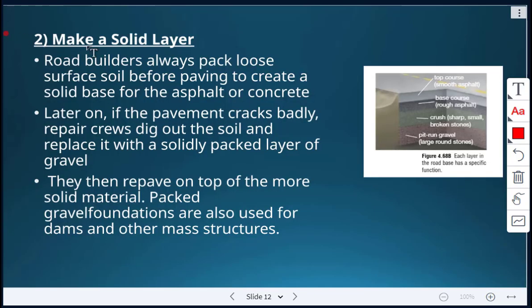Another method is to make a solid layer. So for example, road builders will pack loose surface soil before paving to create a solid base for the asphalt or concrete. Later on, if the pavement starts to crack, repair crews will dig out the soil and replace it with a packed layer of gravel. Then they'll repave on top of the more solid material. These packed gravel foundations are also useful for dams and other massive structures.